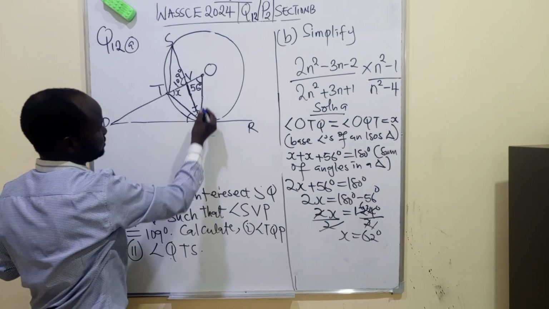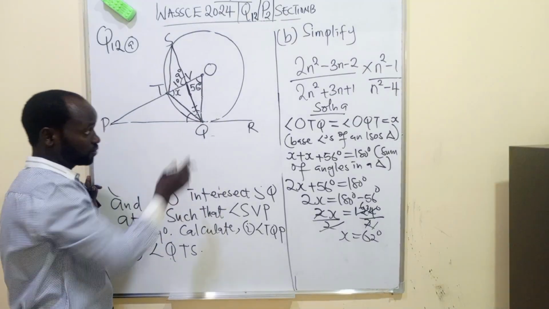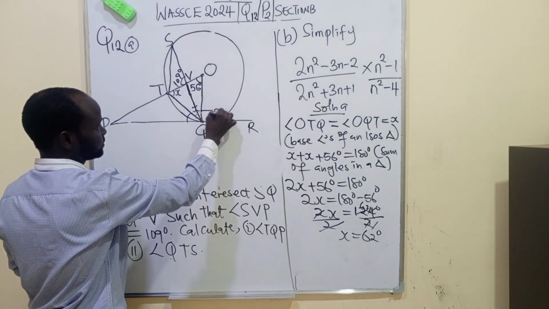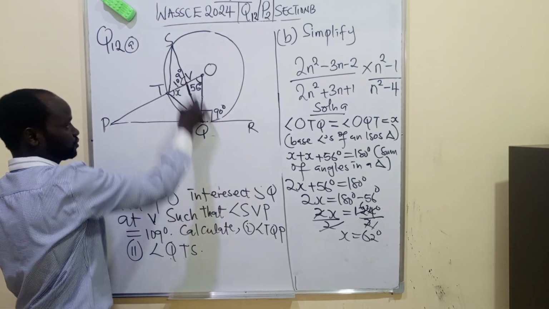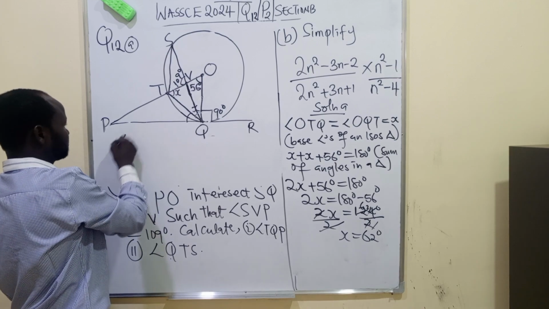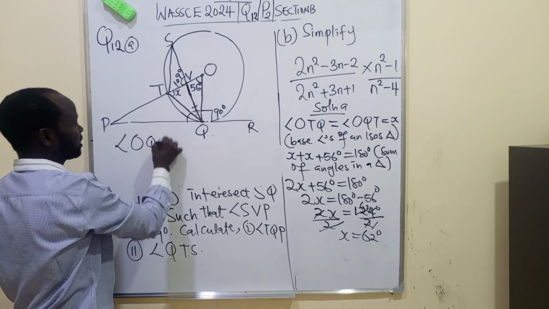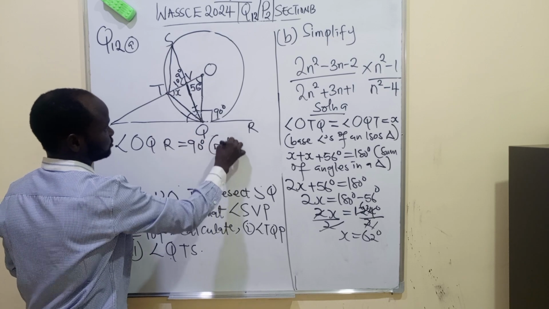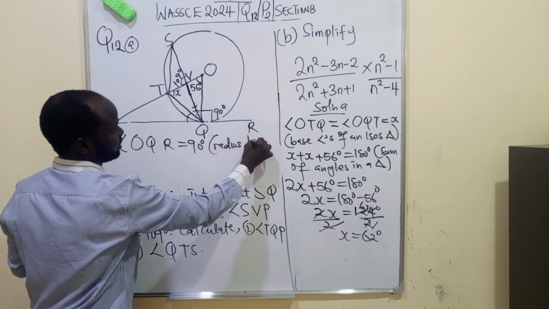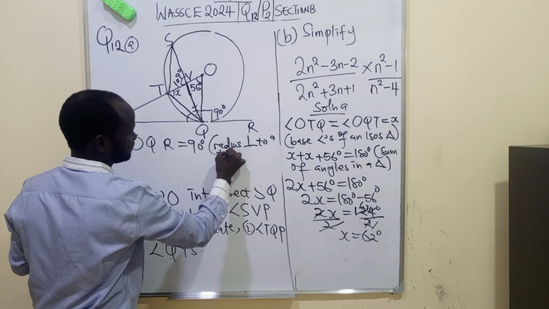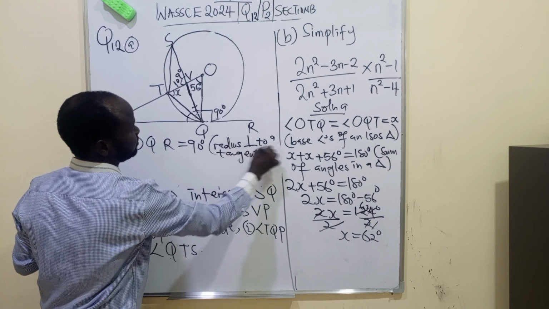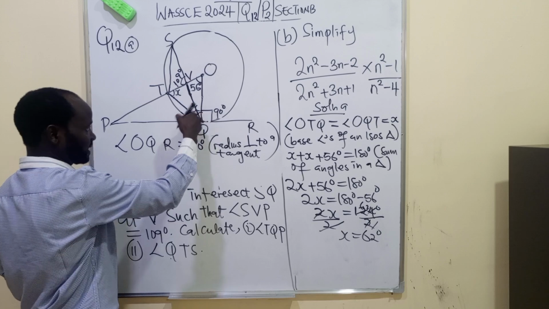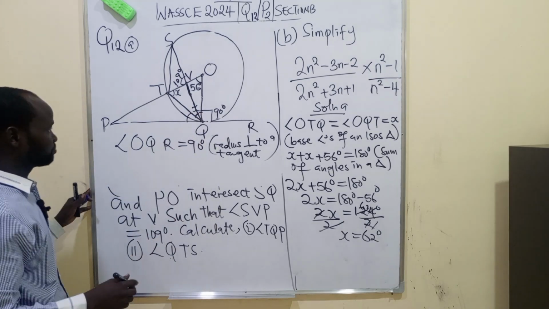We recall that the radius is always perpendicular to the tangent. So here will be 90 degrees, because the radius is perpendicular. So angle OQR is 90 degrees. Reason: radius is perpendicular to a tangent. Perpendicular means 90 degrees. So I know this angle here, and I can easily find angle TQP now.